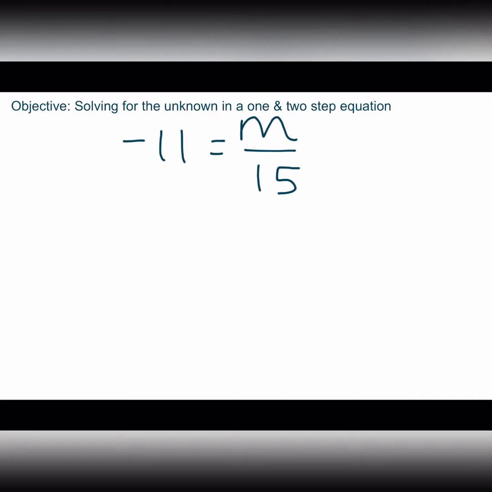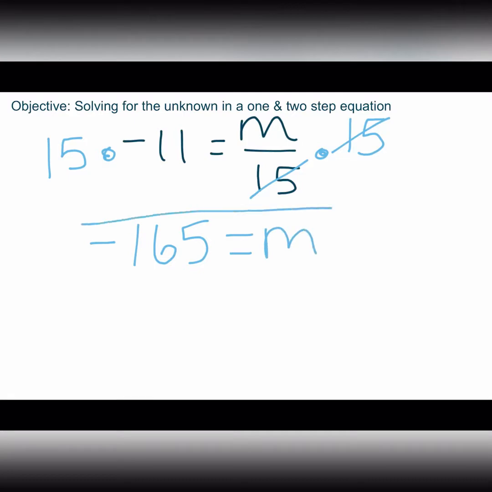Okay, so now our variable is on the right-hand side of the equation, but that's okay. We still solve it the exact same way. So let's look at what's going on with the variable. So the variable m is being divided by 15. So in order to undo division, we multiply by 15 on both sides. So these will cancel. So then we have 15 times negative 11 is negative 165, and that is equal to m. So that is our final answer.